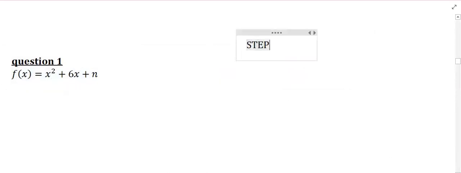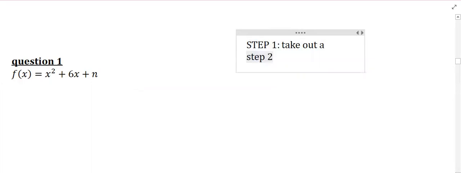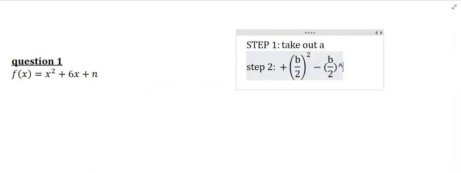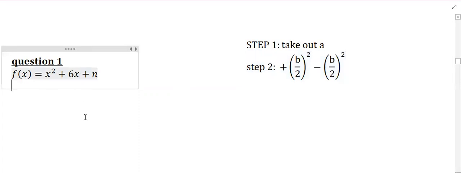Step number 1 is you're going to take out the a. Remove the a. But here the a is 1, so no need. Then step number 2, you are going to plus b per 2 square and then minus b per 2 square. How is it? The b is 6, 6x.